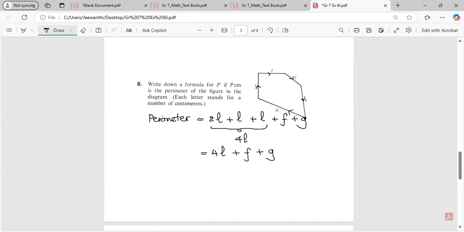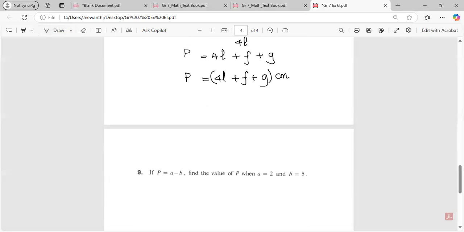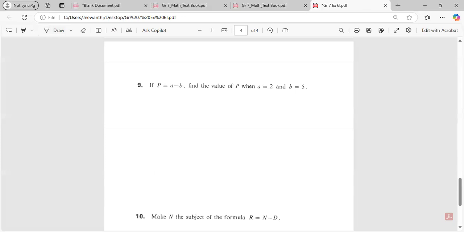So each letter stands for a number of centimeters. Therefore, I write the P value, the formula is like this. 4L plus F plus G, you add everything together, it is equal to the centimeter value, right? The centimeter value.